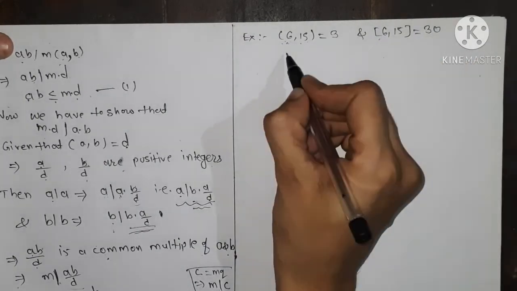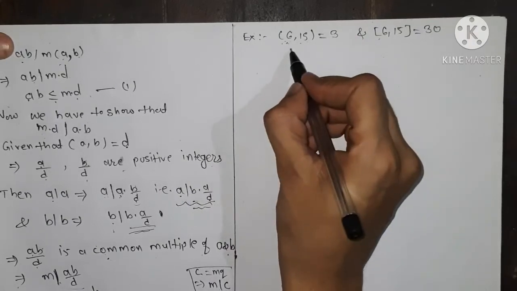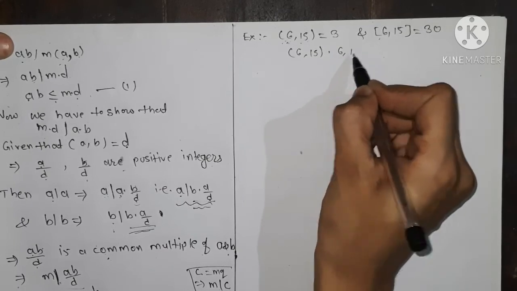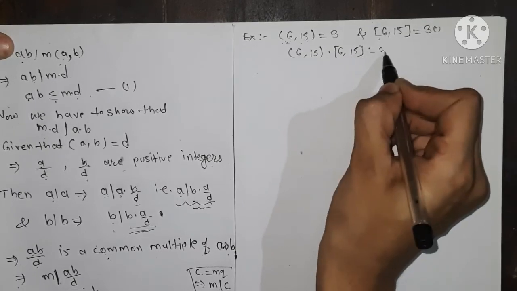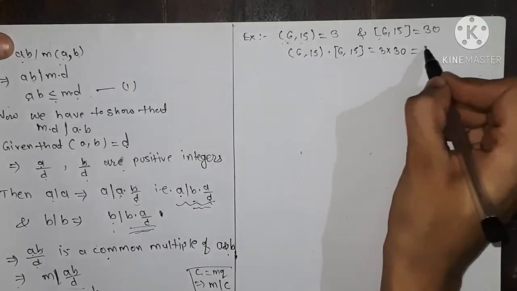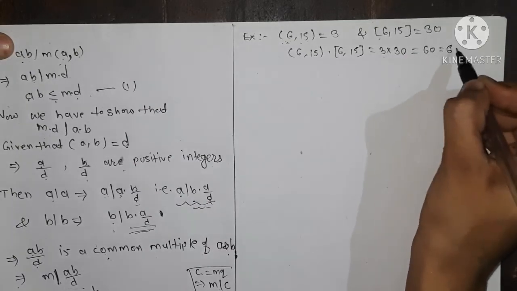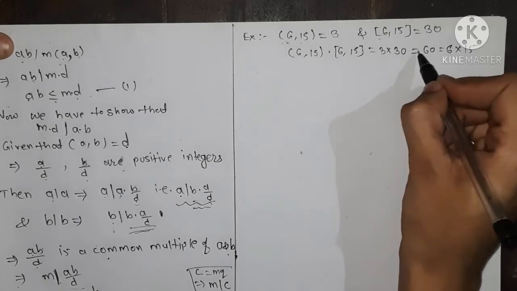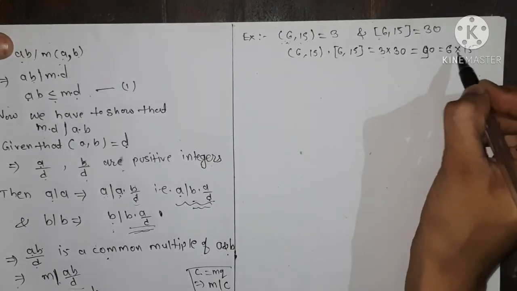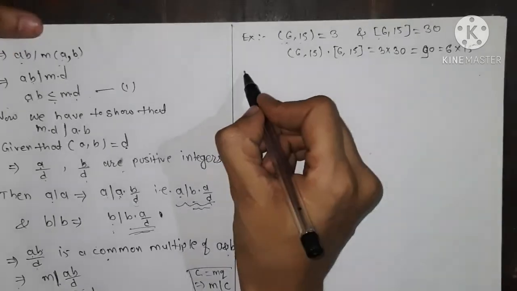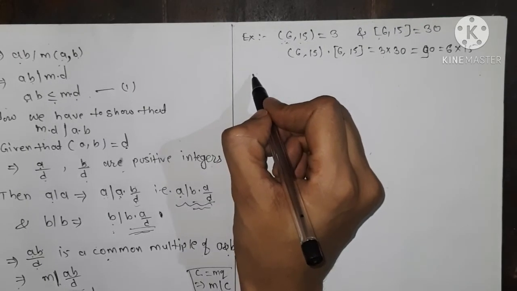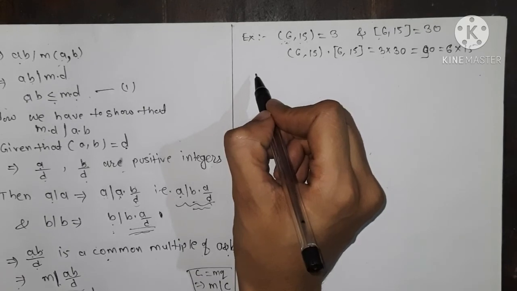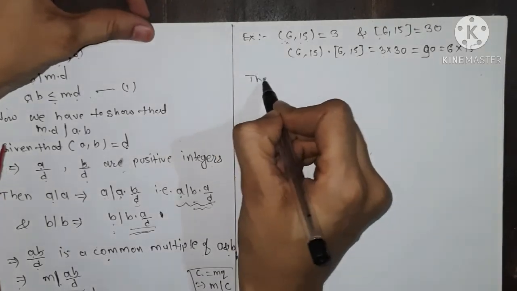Okay. Now the product, the GCD into the LCM is equal to 3 multiplied by 30, that is 60, which is the same as 6 multiplied by 15. Sorry, 3 multiplied by 30 is 90, which is equal to 6 into 15. We see some more theorems, that is the properties of an LCM. So let's see the theorem.